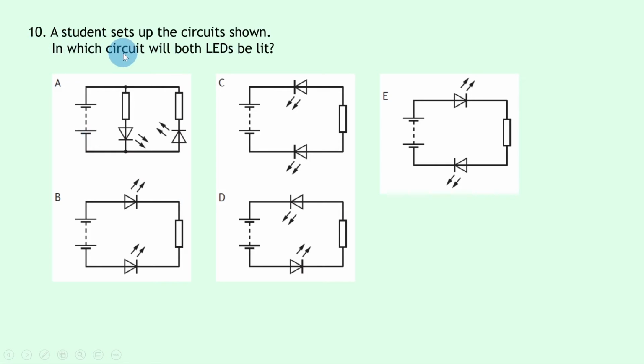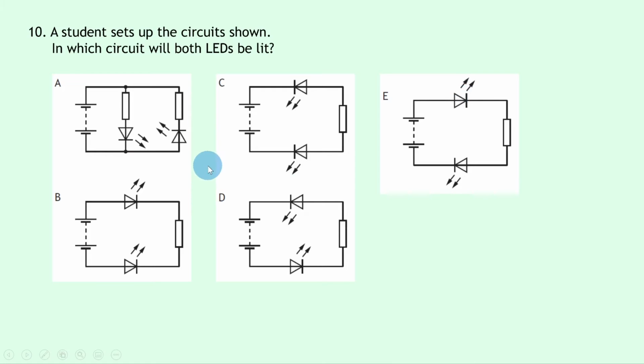Question 10 says a student sets up the circuit shown. In which circuit will both LEDs be lit? So we've got these circuits in A, B, C, D and E, and you need to remember that current flows from the negative terminal of the battery to the positive terminal of the battery. And you should also be aware that for an LED to work, remember it's a diode, so it's only going to let current flow through it in one direction.